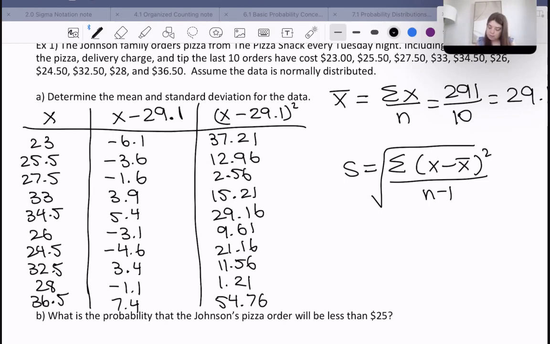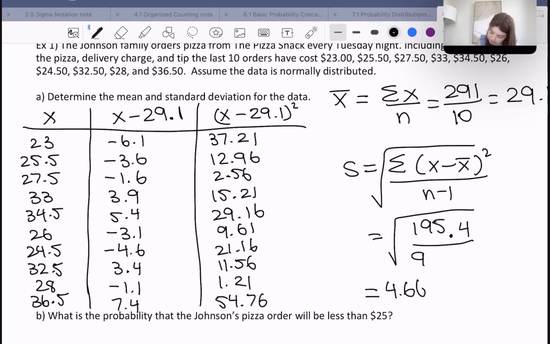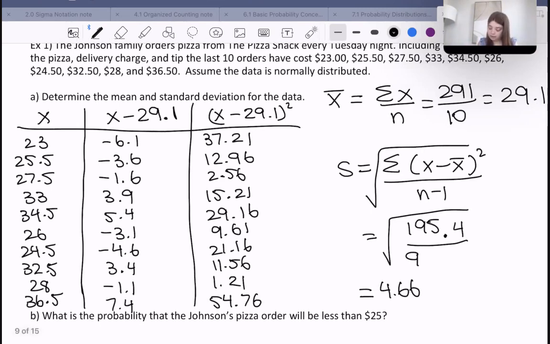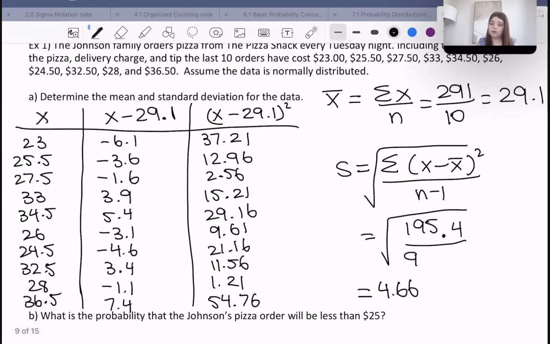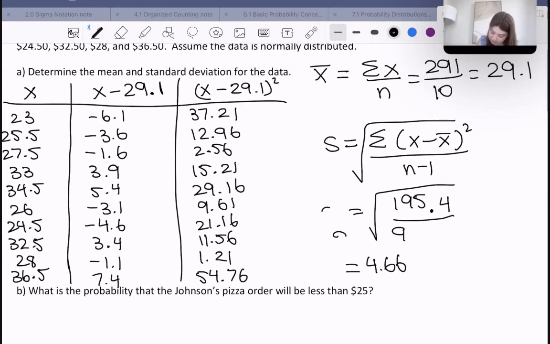So now what we must do is take all of these values and add them up. So what do we get if we add all of them up? Let's see, we get 195.4, and then that's divided by 10 minus 1, which is 9. So that's going to be 4.66. So therefore, the sample mean is 29.1, and the standard deviation is 4.66, and that's what the question asked for. So I'm actually going to highlight the answers here.